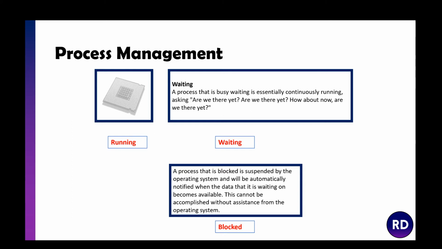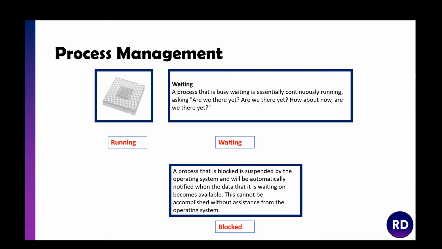There are 3 stages to actually processing an instruction. We've got the process that's actually running, so it's going ahead doing its job, playing the game, whatever it is. Then you've got a process that is waiting, where essentially it's saying, can we start now? Are we there yet? Until the operating system finally goes, yeah, actually you can start running now.